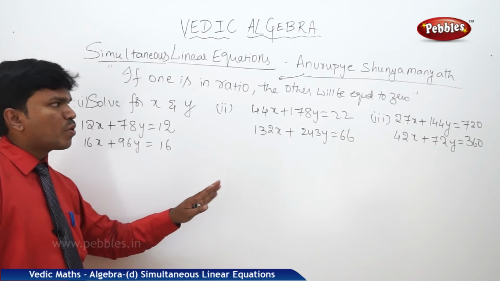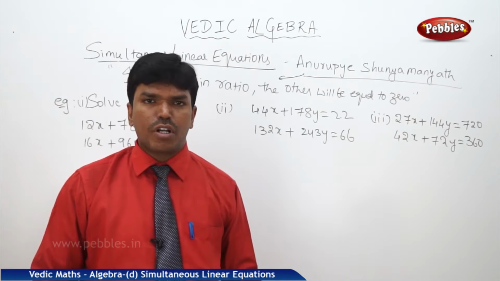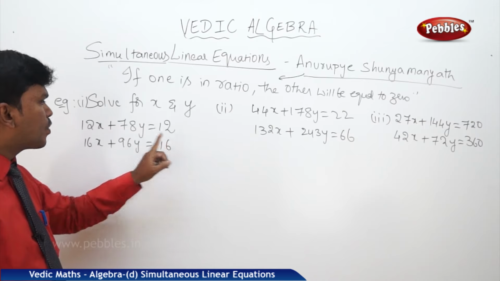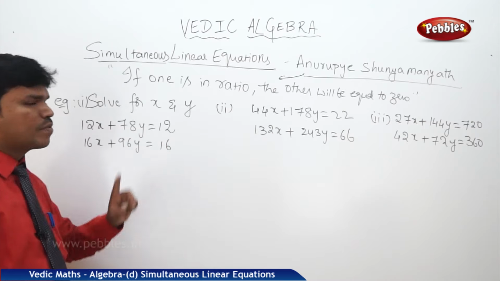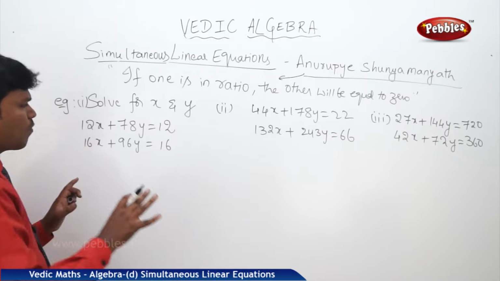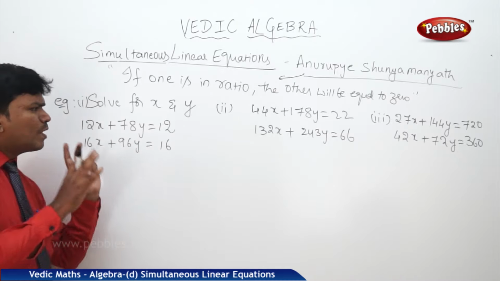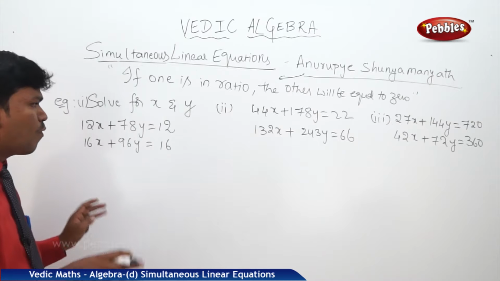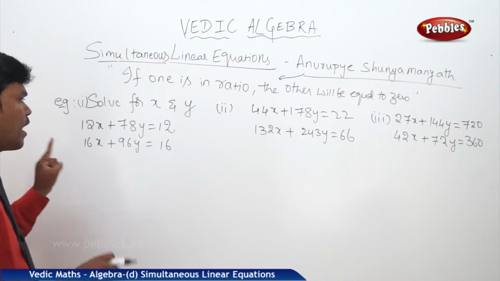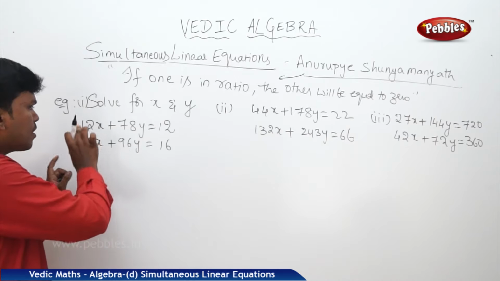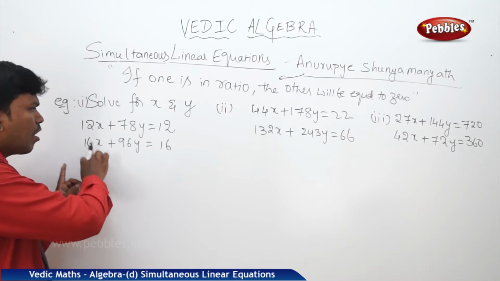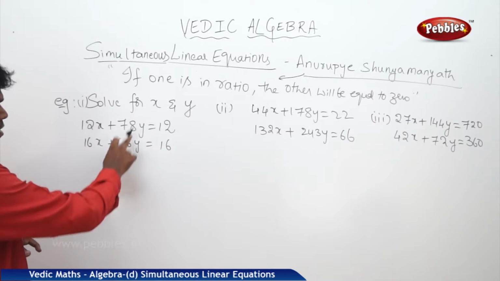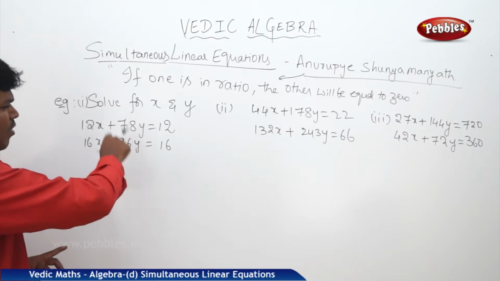Friends, let us solve some more examples in the Anurupya Shunyamanyat model. First, see the first example: 12x plus 78y equals 12, 16x plus 96y equals 16. Even though the equations look very complex, first of all observe whether the ratio of any term's coefficients is the same as the constant term ratio. If you observe 78 and 96, the coefficients of y, they are not in the ratio.